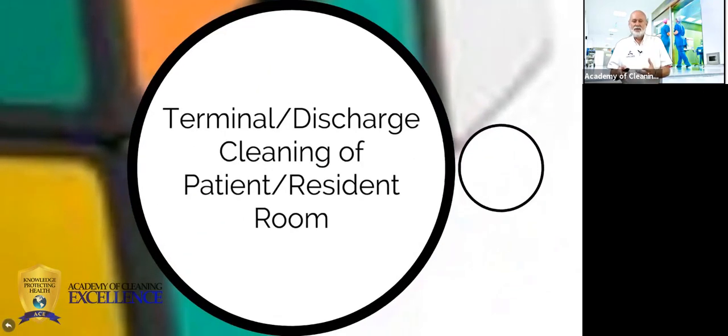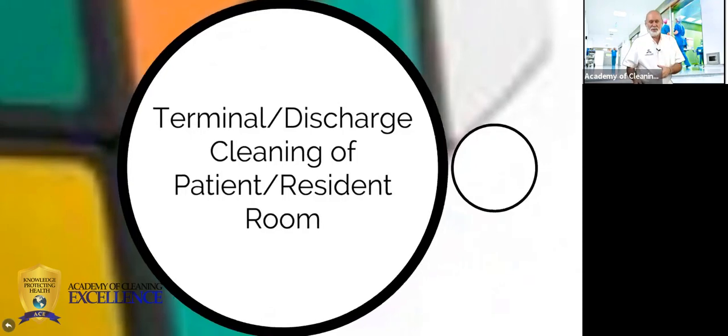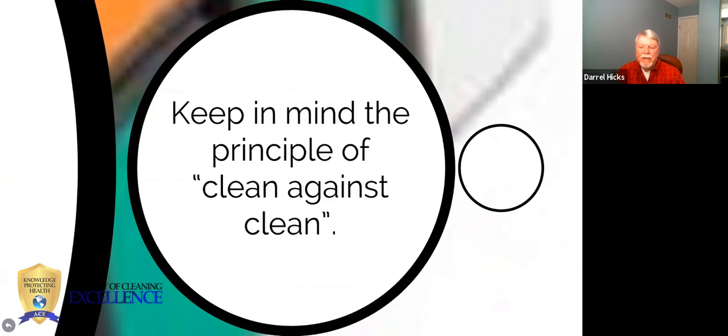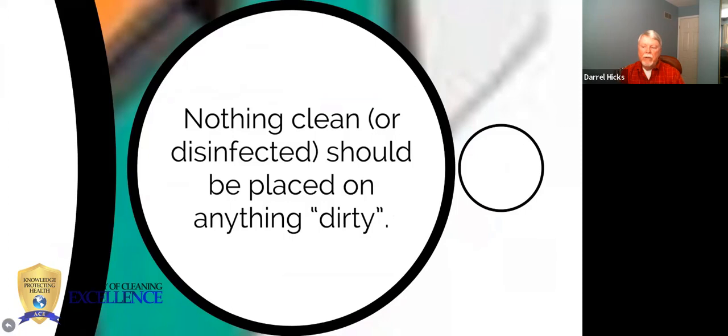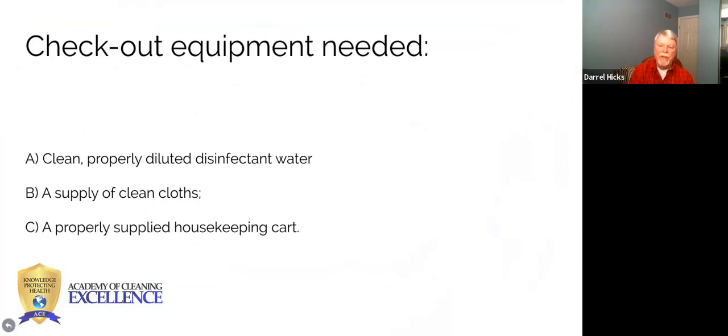Now, this is one that everybody asks: do we have it in the course, Daryl? Terminal discharge. Yes. In addition to those 7 steps, we need to remember that it's always clean against clean. So we don't walk into that dirty room. We bring the clean linens, the clean towels, the clean sheets in with us. It has to be processed first. So nothing cleaned or disinfected should be placed on anything dirty. If you have clean linens, we're not going to put them on the dirty window ledge that hasn't even been cleaned, or the dirty chair that hasn't been processed.